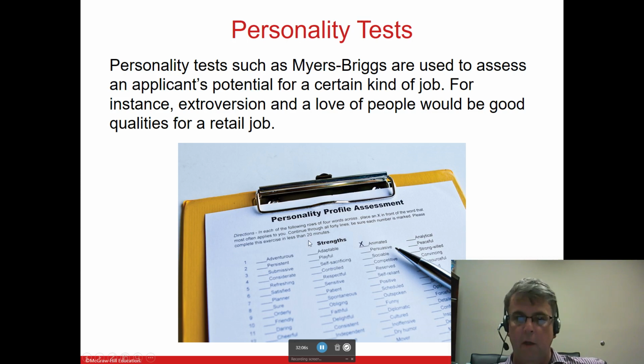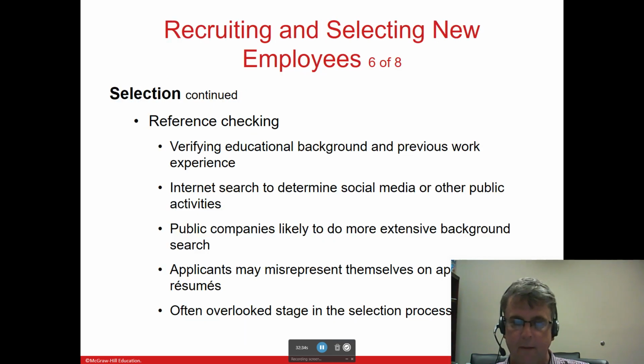Okay, here's a little bit more about the personality test. That Myers-Briggs test is an important one, and it's used to assess an applicant's potential for a certain kind of job. For instance, extroversion, I can never say that word, extroversion and a love of people would be good qualities for a retail job. Okay, I am not an extrovert, believe it or not. I score I on those. It's E or I, and I get I. I think I'm an INTJ, which is like an autistic or something. Yeah, but I think I'm an INTJ if I remember correctly.